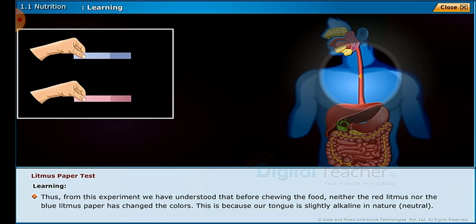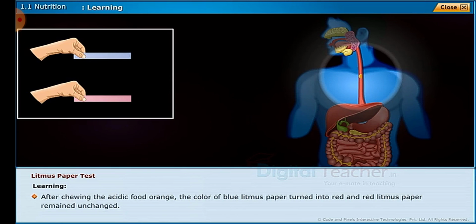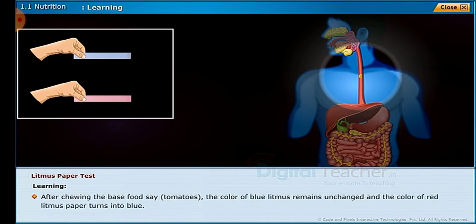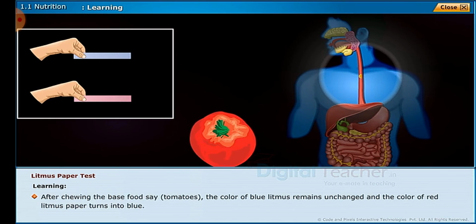Thus, from this experiment, we have understood that before chewing the food, neither the red litmus nor the blue litmus paper has changed the colors. This is because our tongue is slightly alkaline in nature, neutral. After chewing the acidic food, orange, the color of blue litmus paper turned into red and red litmus paper remained unchanged. After chewing the base food, say tomatoes, the color of blue litmus remains unchanged and the color of red litmus paper turns into blue.